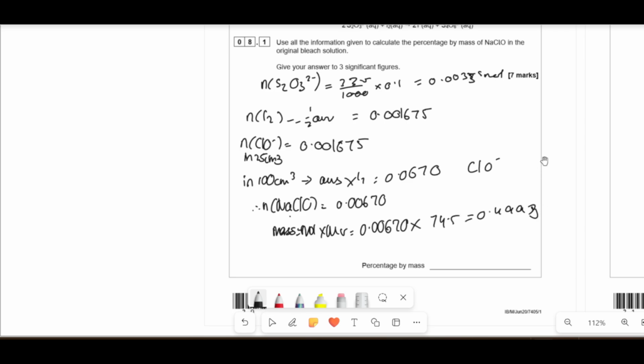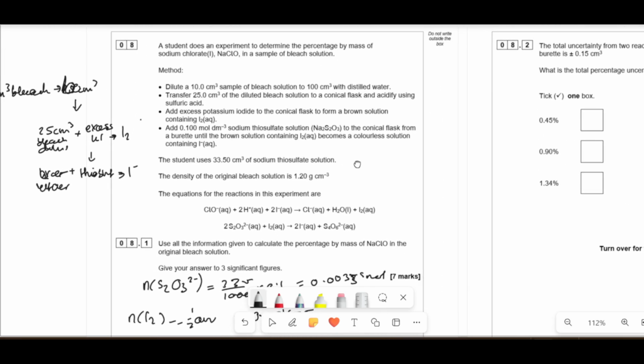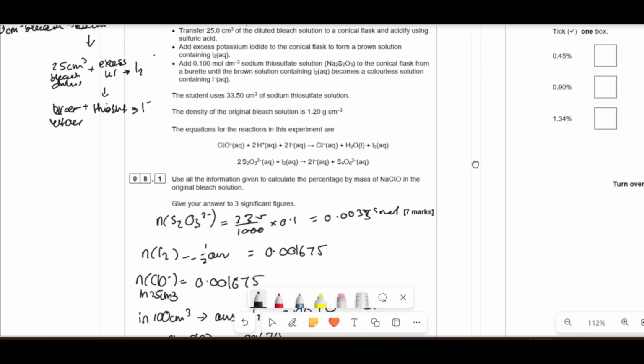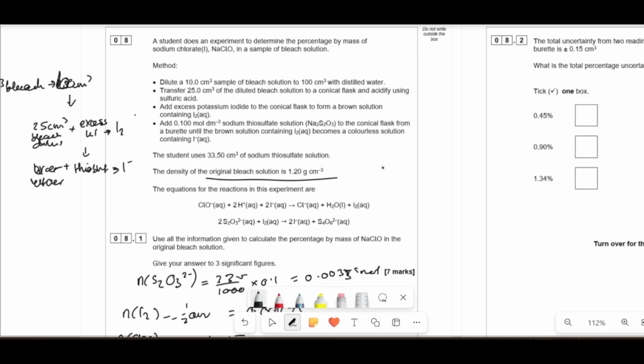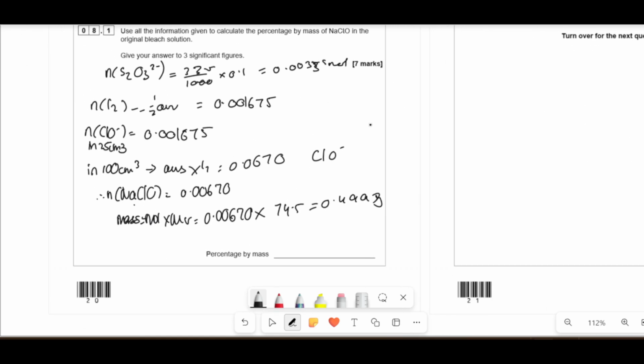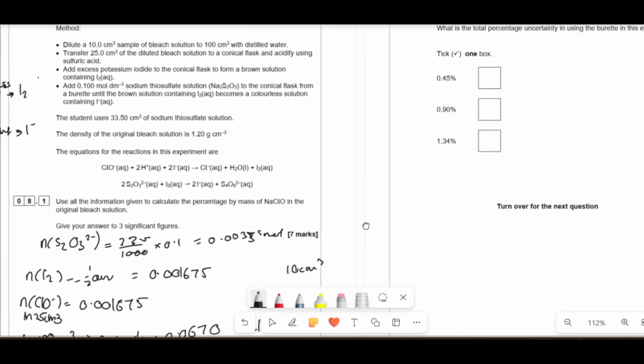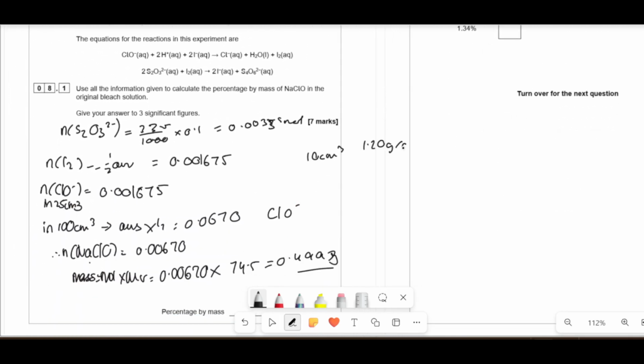And then they want the percentage by mass. Well, they told you that the total mass of this thing was what? Okay, so we don't have the original mass. However, they told you the density of the original bleach solution. So for the mass of the original stuff, they told you it was 10 centimeters cubed, and the density is 1.20 grams per centimeter cubed. Every single centimeter cubed has this many grams. So if we have 10 centimeters cubed, then we're going to have 12 grams. So percentage by mass will be 0.499 over 12, times by 100, which gives you 4.16%.